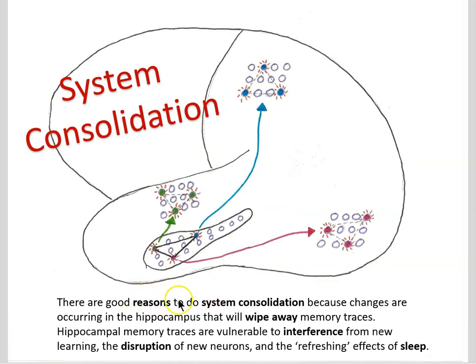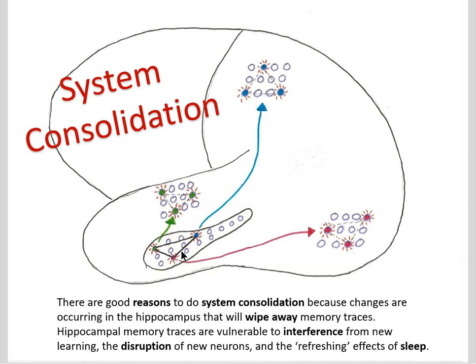Now, there are good reasons to do system consolidation because changes are occurring in the hippocampus that will wipe away memory traces. Hippocampal memory traces are vulnerable to interference from new learning, the disruption of new neurons, and the refreshing effects of sleep. And we'll say more about this in future lessons, but the idea for the interference from new learning is that there's limited storage space. There's only a finite number of synapses in the hippocampus. And so as you learn new things, you may be interfering with older memory traces in the hippocampus.